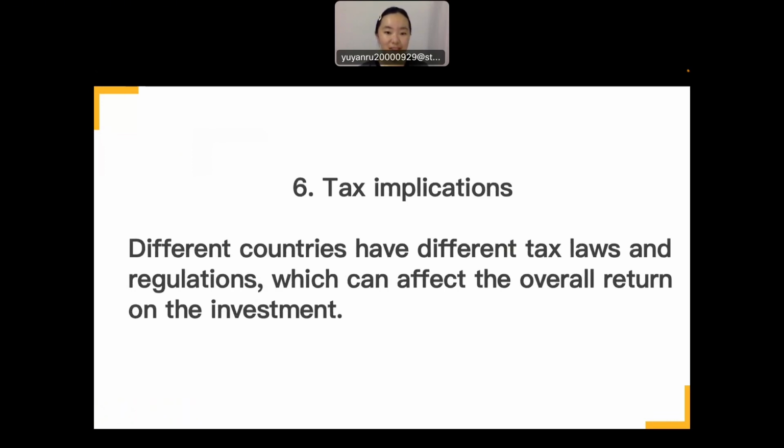And for the sixth point, take into account the tax implications of investing in a foreign bond. As we can see, different countries have different tax laws and regulations, which can affect the overall return on the investment.